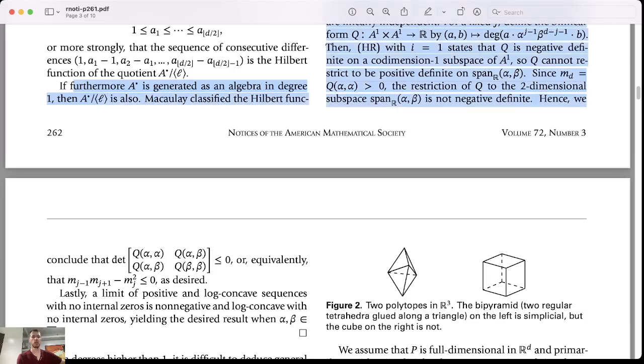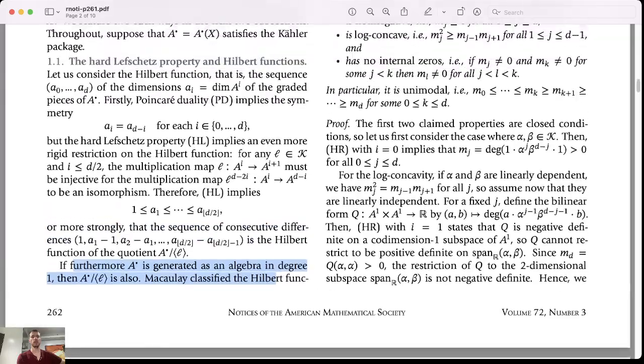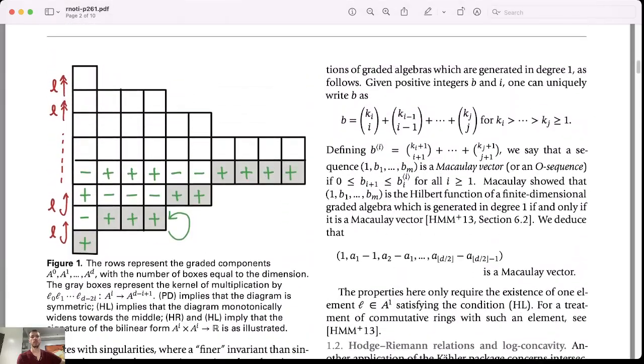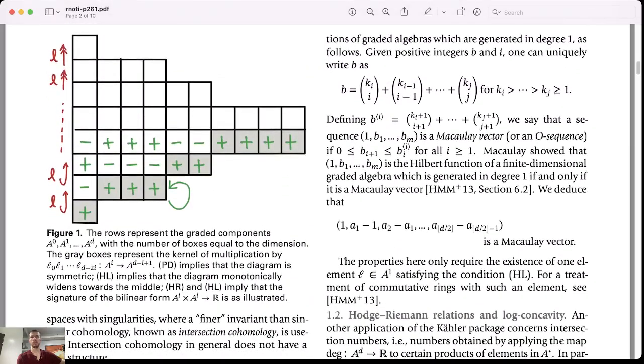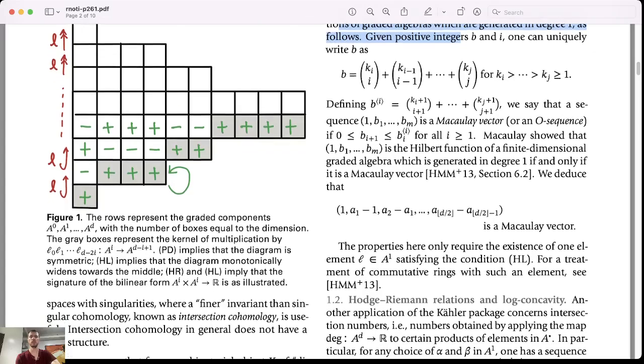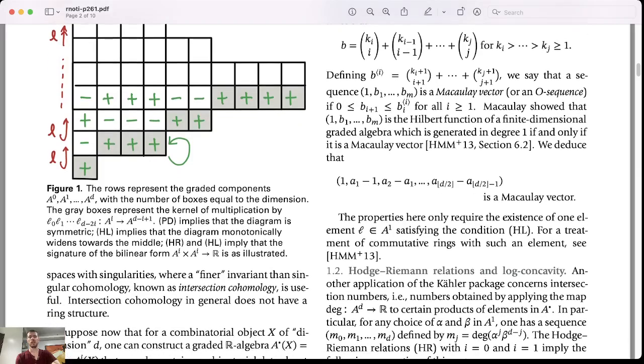Macaulay classified the Hilbert functions of graded algebras which are generated in degree 1 as follows. Given positive integers b and i, one can uniquely write b as b = (k_i choose i) + (k_{i-1} choose i−1) + ... + (k_j choose j) for k_i > ... > k_j ≥ 1. Define b to the ⟨i⟩ as (k_i + 1 choose i + 1) + ... + (k_j + 1 choose j + 1).